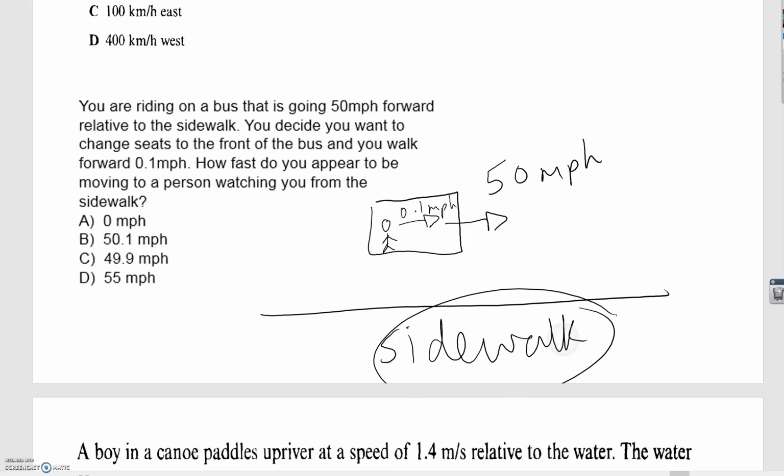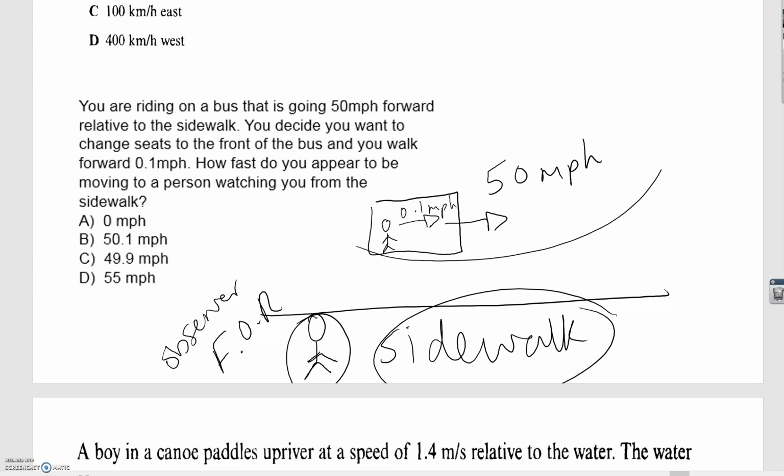So this person watching you from the sidewalk, this is your frame of reference. So this is the observer. They're on the ground. So these are the easy problems. I like these because this person is just watching you. So if they're both going the same direction, just like in our very first problem, then we add them together. So we have 50 plus 0.1, that is 50.1.